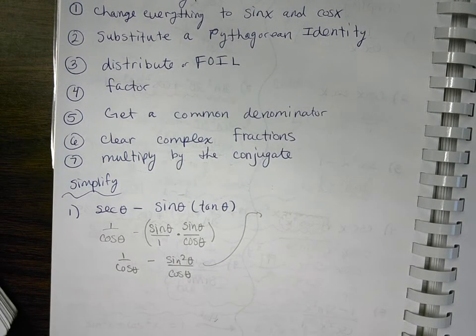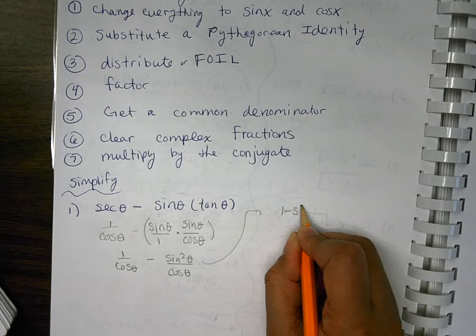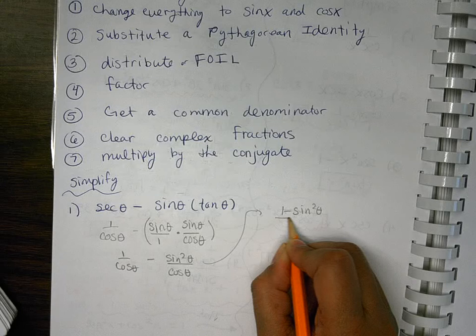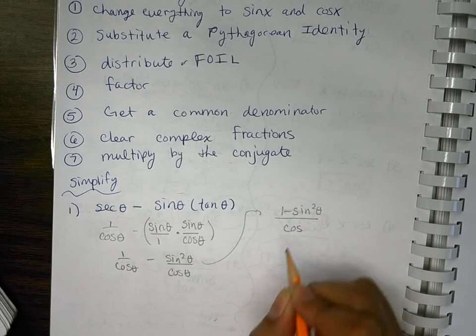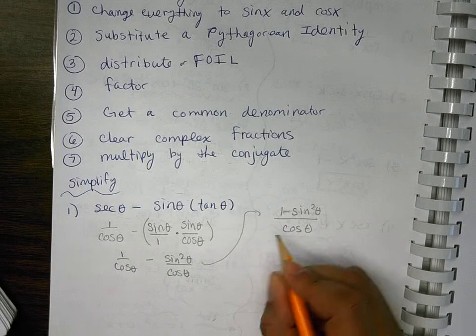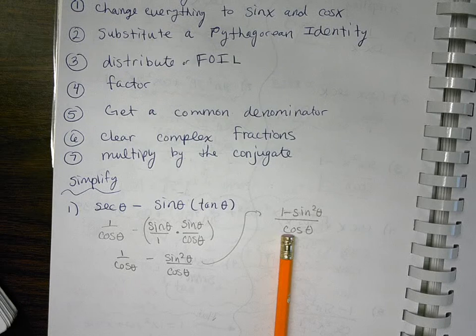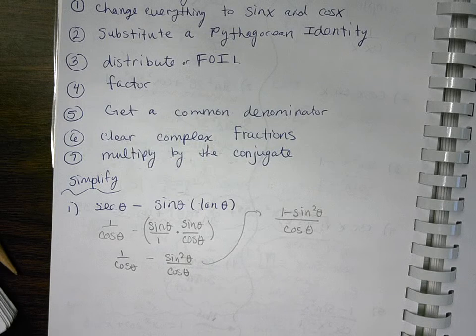What's nice about these two fractions? They have a common denominator. Can I rewrite it as one fraction? Yes, we can: 1 minus sine squared theta over cosine theta. I am going to have you finish it because this is just like what you had on Friday night's homework, and I did some of these with you when I went over homework questions.